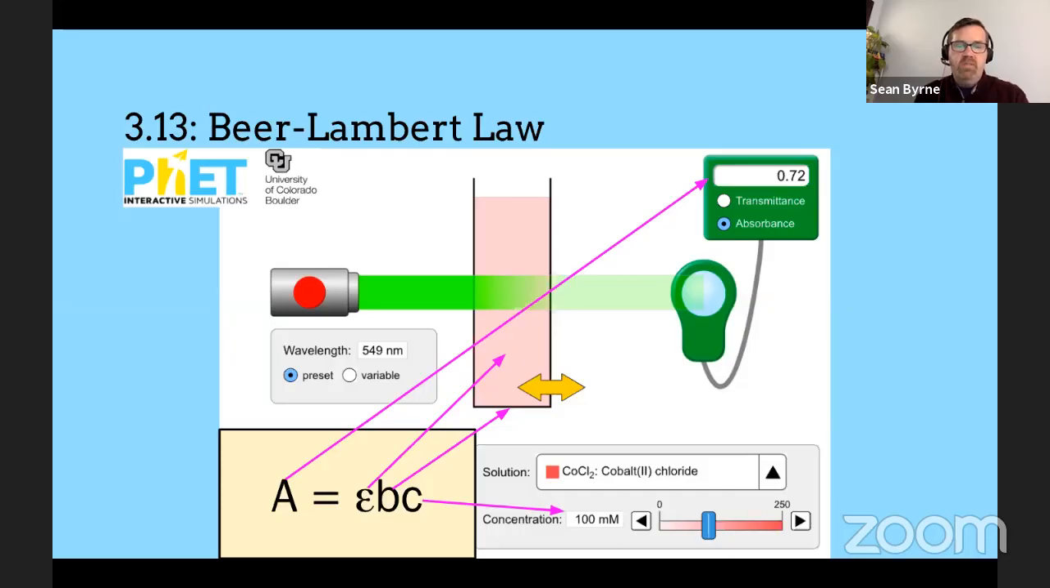And so what an experiment will typically do is we will leave this epsilon and B the same. We won't change what the solution is. We won't change the length of the solution. We'll use what's typically called a cuvette. Looks like a very small test tube when we put it into this detector. And because the length of this doesn't change, these two variables stay constant, and we can say that there is a direct relationship between the absorbance and the concentration. And that's how we set up an equation like this.